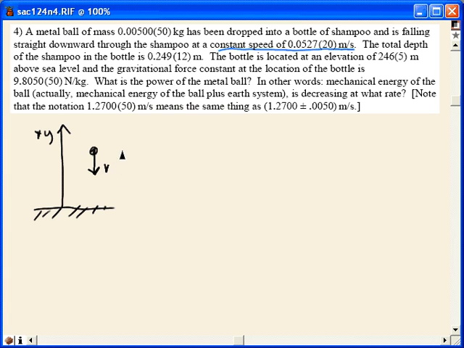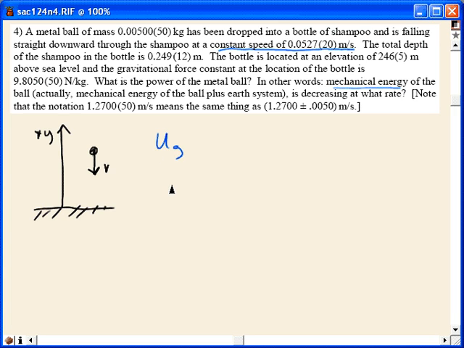what we've got is a situation where the object is continually losing gravitational potential energy, U sub g, but it's not picking up any kinetic energy. It's losing mechanical energy, in other words. That must be being converted to thermal energy.